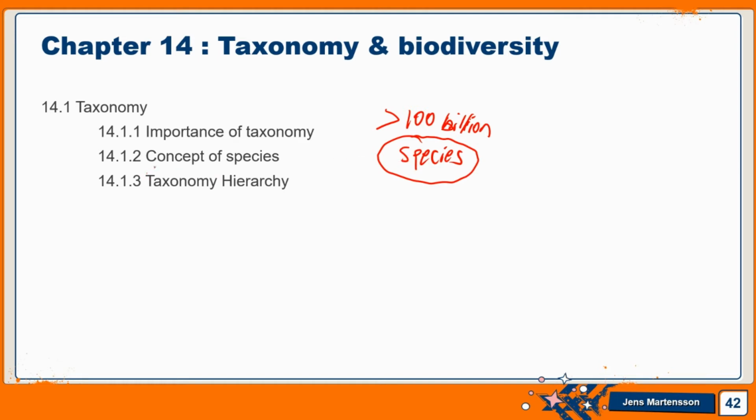The second thing you will learn is the concept of species. What is a species? How do we define that an organism is a species? There are rules and conditions. We cannot simply say that a new organism is a species. No. We have rules and regulations to define that an organism is a species. And the third one is the taxonomic hierarchy.